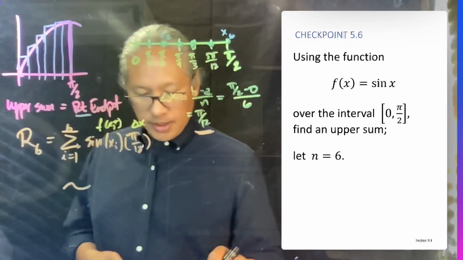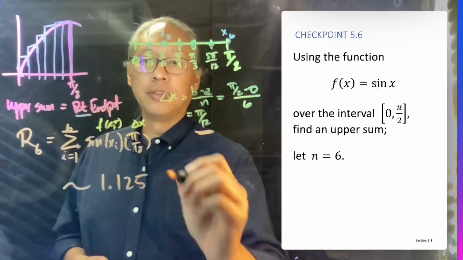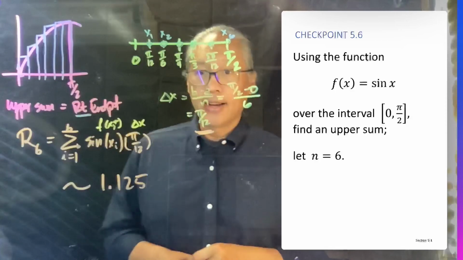So when I put this in the calculator, I got 1.125.